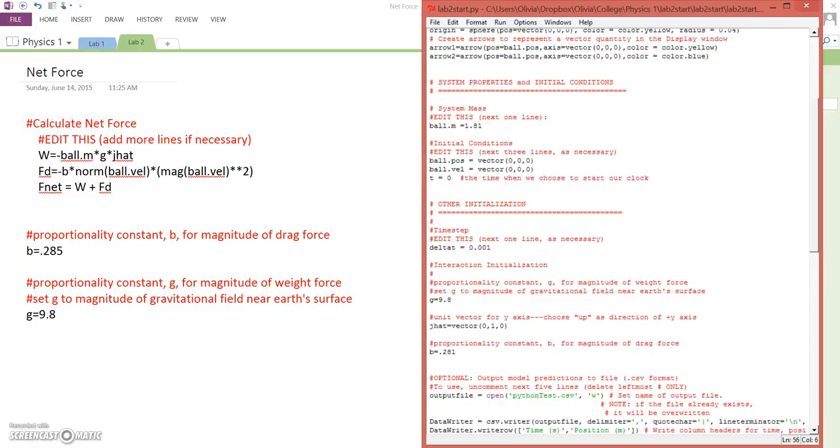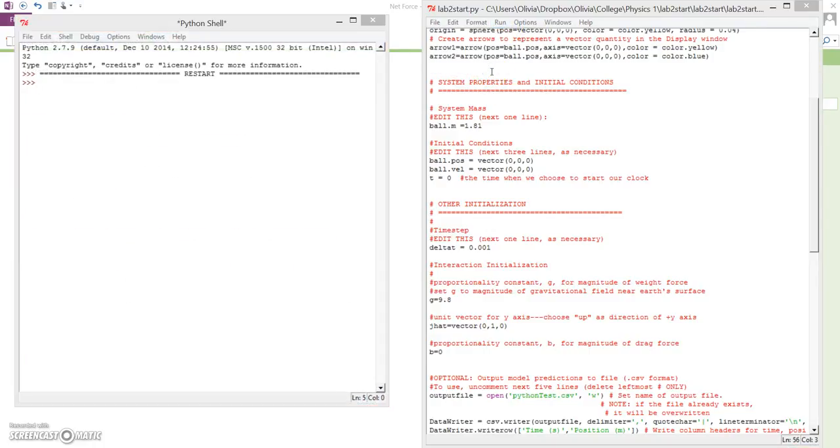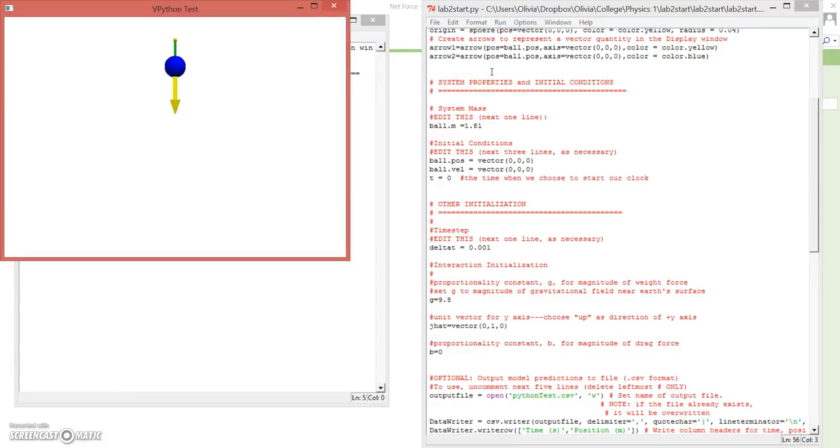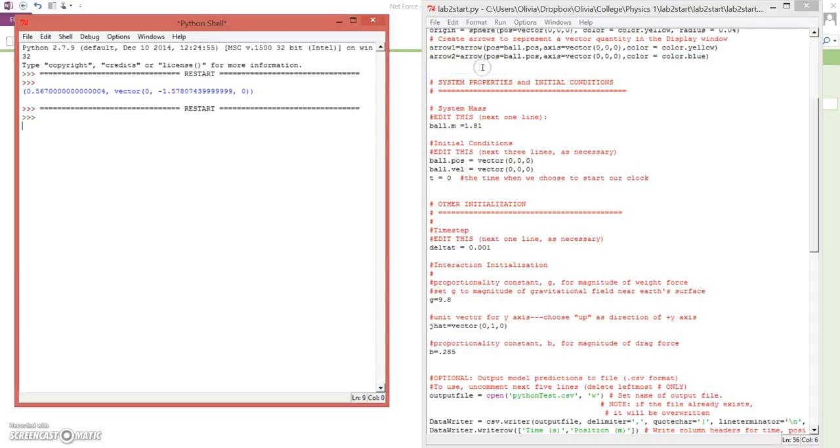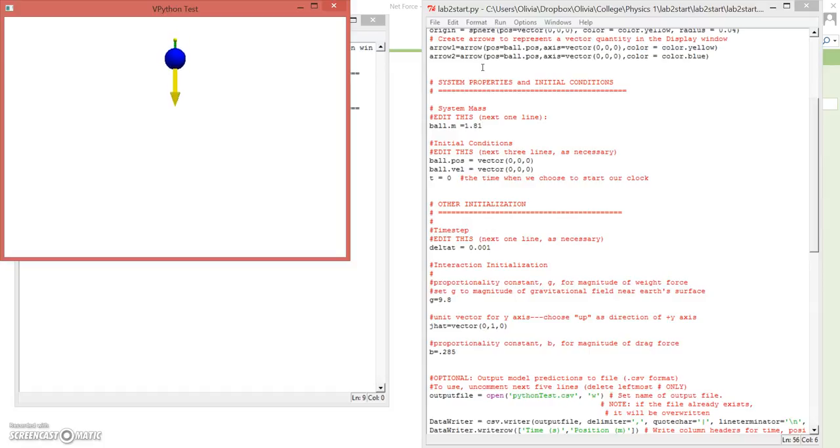Looking at the actual data, when the proportionality constant is 0, there is no drag. We can see that the object continues to accelerate until the end of the time interval. However, when drag is taken into account, we can see that the ball begins to slow down when the drag force, as seen by the blue arrow pointing up, appears in the last few frames.